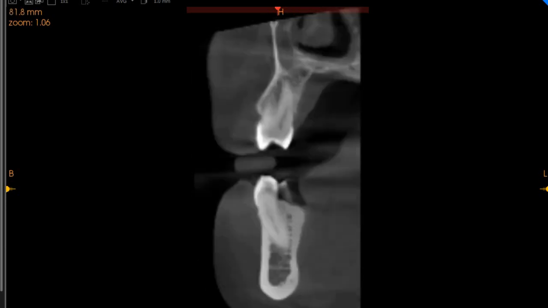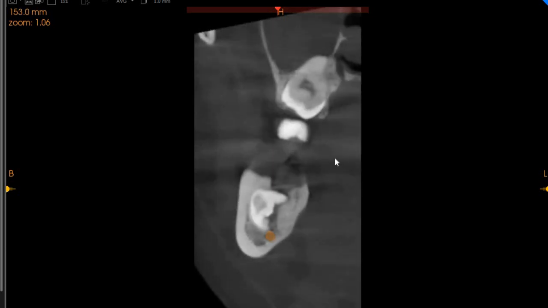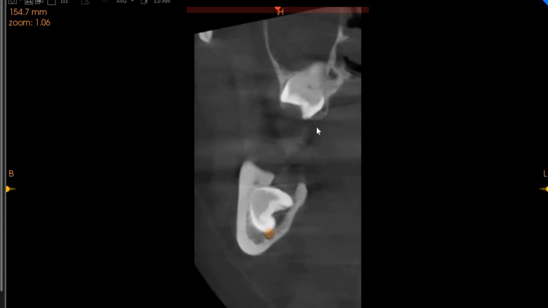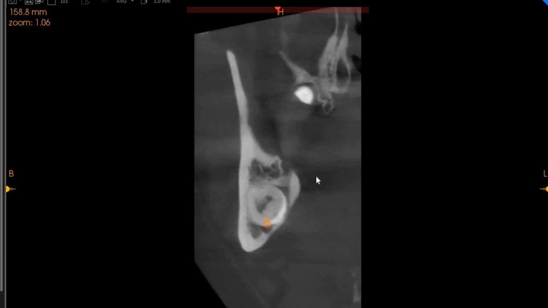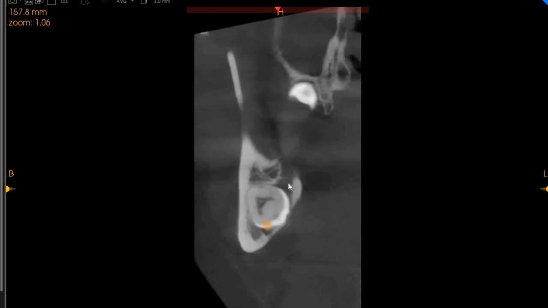Now moving to the lower left wisdom tooth. The lower left wisdom tooth is horizontally impacted, and here you can see there's no cystic lesion associated with this tooth. We do see, my apologies, we do see a radiolucency on the superficial aspect, but this radiolucency is not completely unilocular, or is not a complete oval shape, so hence we can't call it a cystic lesion.